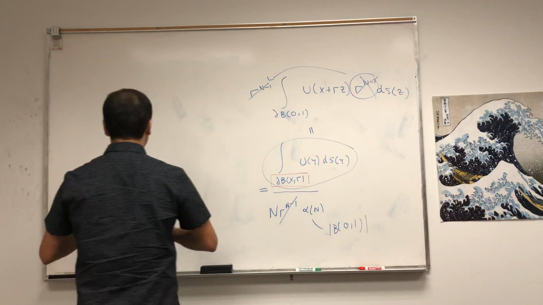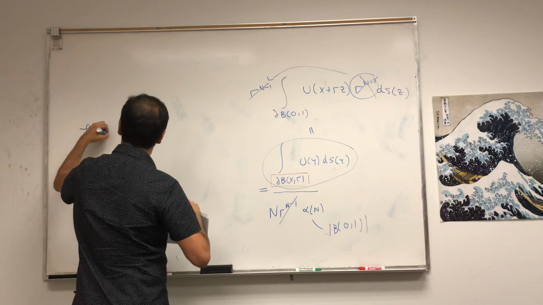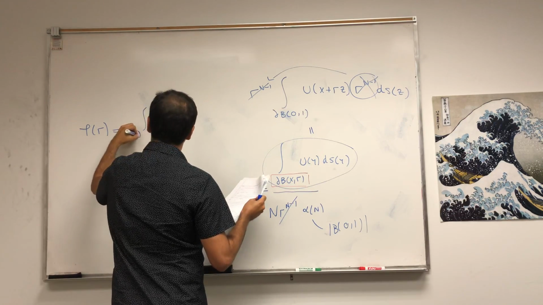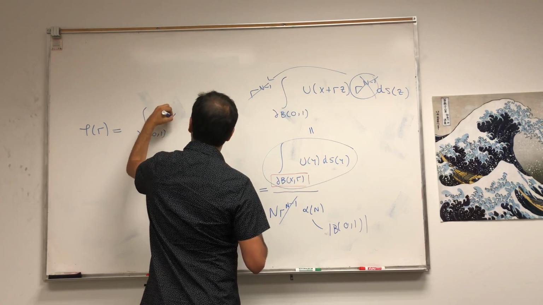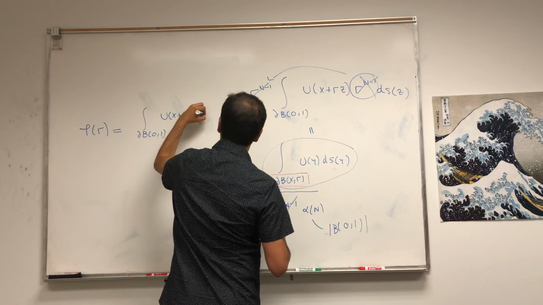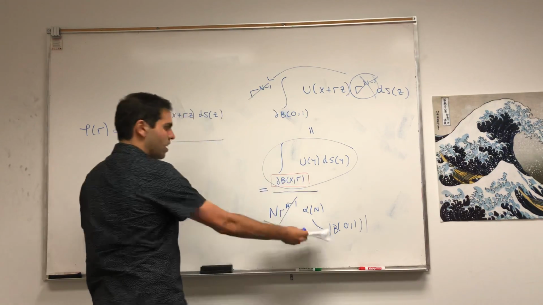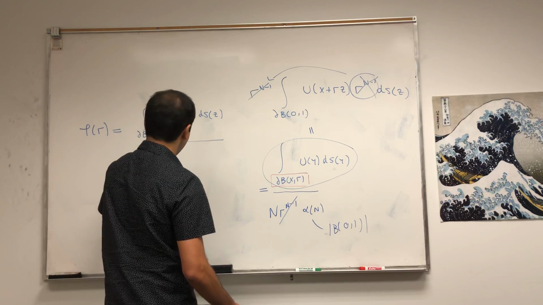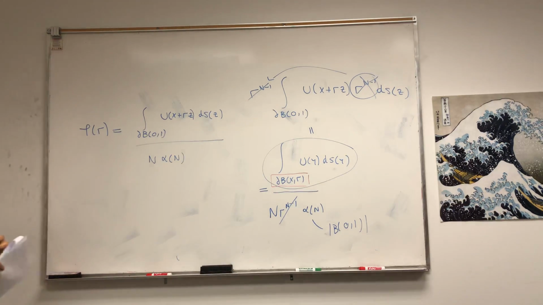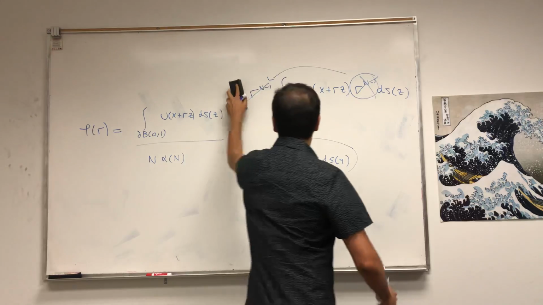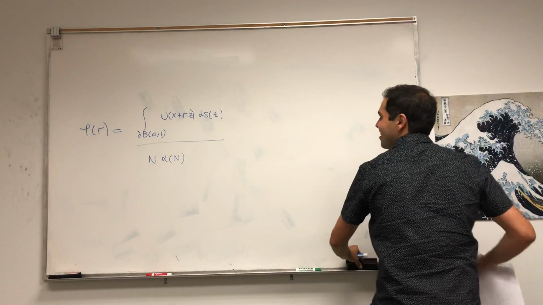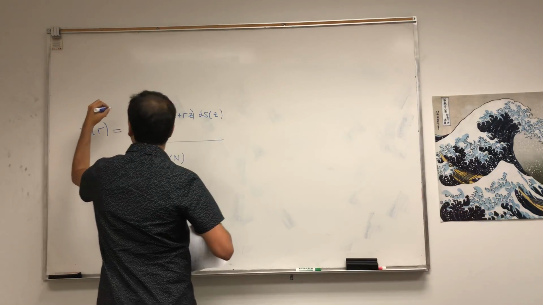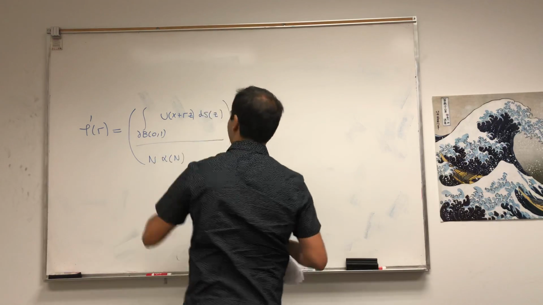In other words, what did we try to calculate? Phi of r then becomes the integral over the unit sphere of u of x plus rz ds of z, divided by stuff that doesn't depend on r anymore, namely n alpha n. Now that is much easier to differentiate than the other one. So now, let's differentiate this. Phi prime of r is the derivative of this.